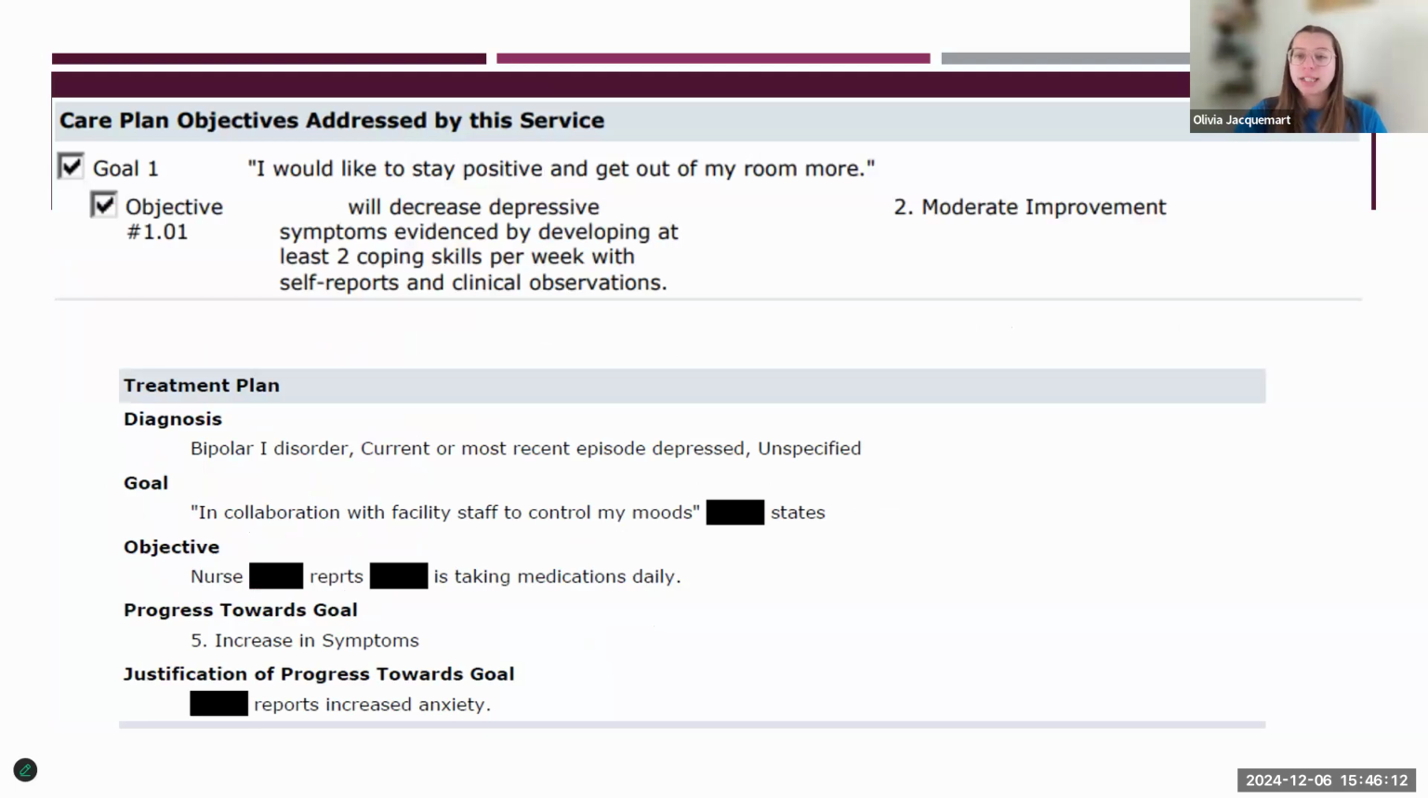And we can see the goal and objective are selected appropriately above. The above is a therapy or TBS example there. So we can see that the goal and objective are selected with moderate improvement happening. And then below, we have the example of nursing. So the goal and objective are put within the note. And then 5, there has been an increase in symptoms. Justification, they report an increased anxiety.